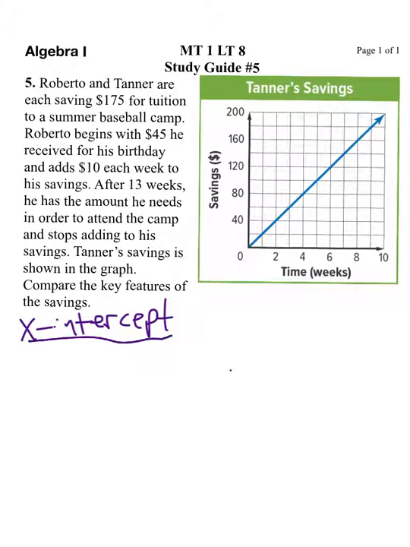So what we're going to say is for Roberto, there is no x-intercept because it would be negative. Whereas for Tanner, we look at the graph, it crosses the x-axis right at 0. So Tanner is going to be 0.